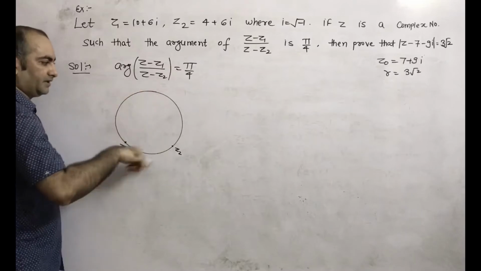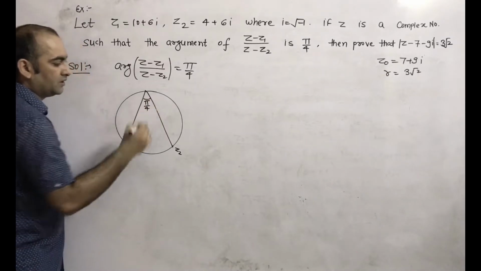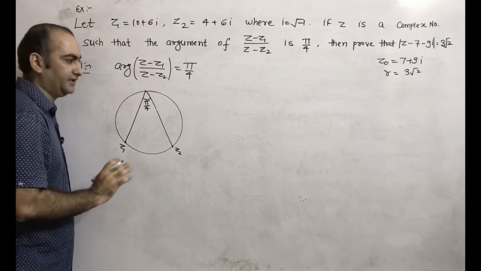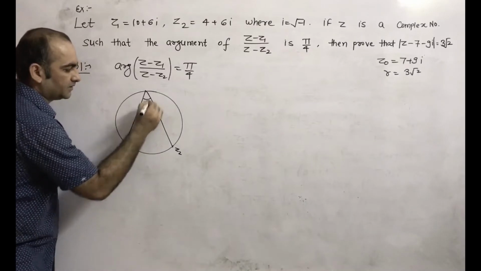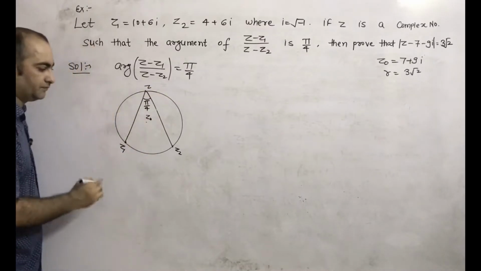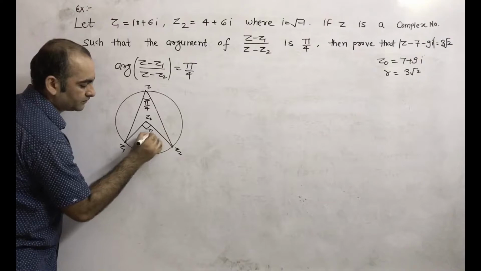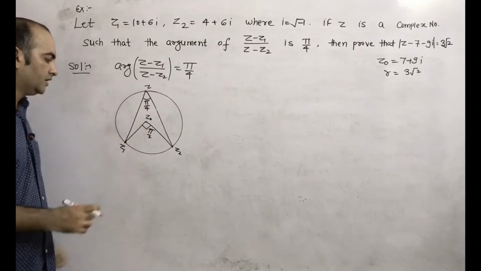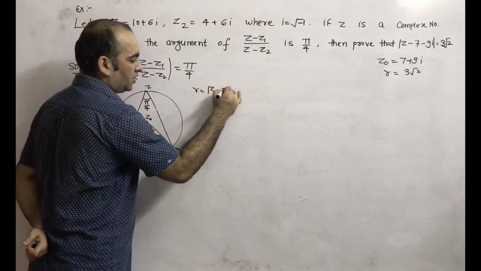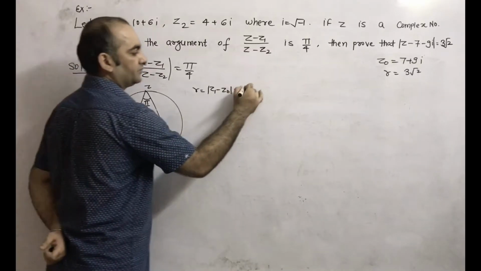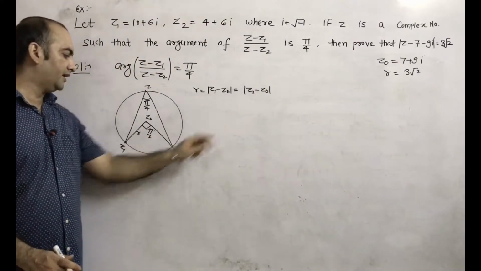Z will move on the perimeter, and this angle is pi by 4. This angle is given as pi by 4. So we want to find out this circle's center and radius, because for a circle we need center and radius. So this circle's center is z naught, and this is z. If you join this, this angle will be pi by 2, which is double of pi by 4. So this is pi by 2, and this is r. R is modulus of z1 minus z naught, or we can say modulus of z2 minus z naught. That is r. So we got the radius, and this angle is pi by 2.